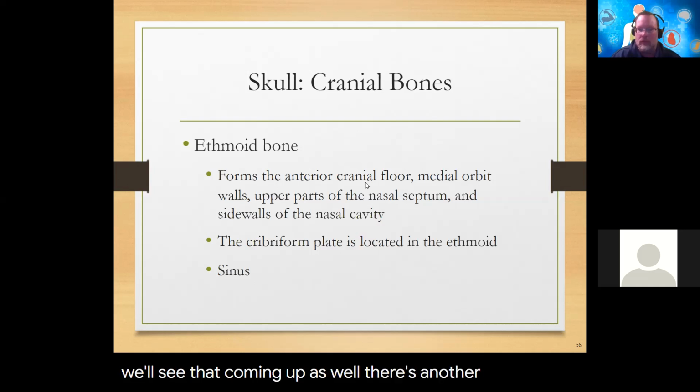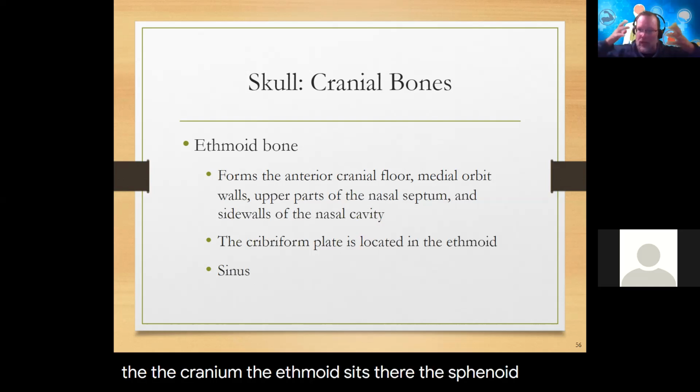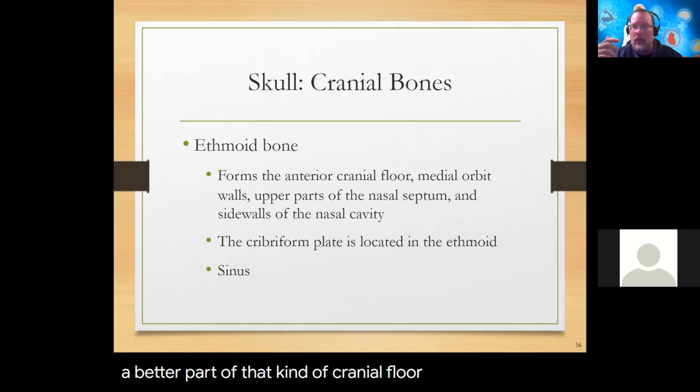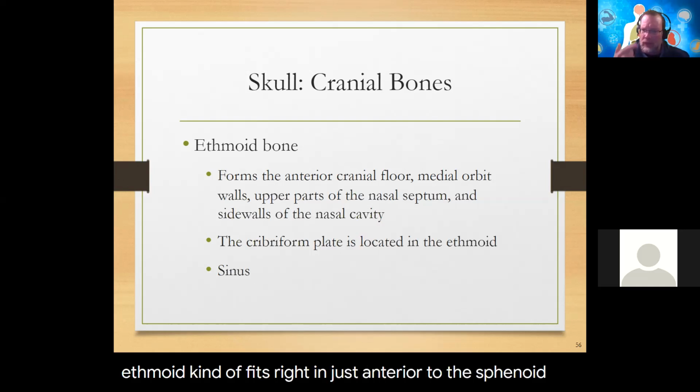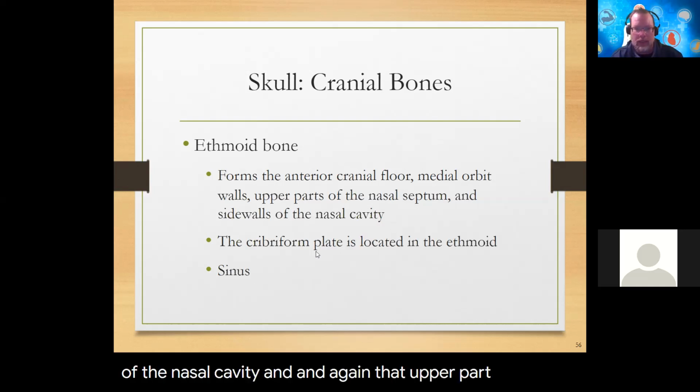It forms the anterior cranial floor, so just the front of the cranium, where the ethmoid sits. The sphenoid forms a better part of that cranial floor as well, but the ethmoid fits right in just anterior to the sphenoid. We also see the medial walls of the orbits of the eyes formed by that ethmoid. So it's basically right through that third eye area, and then the roof of the nasal cavity and that upper part of the nasal septum.